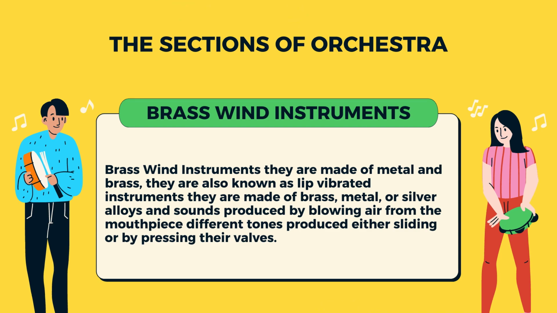Brass wind instruments. They are made of metal and brass. They are also known as lip-vibrated instruments. They are made of brass, metal, or silver alloys, and sounds are produced by blowing air from the mouthpiece. Different tones are produced either by sliding or by pressing their valves.